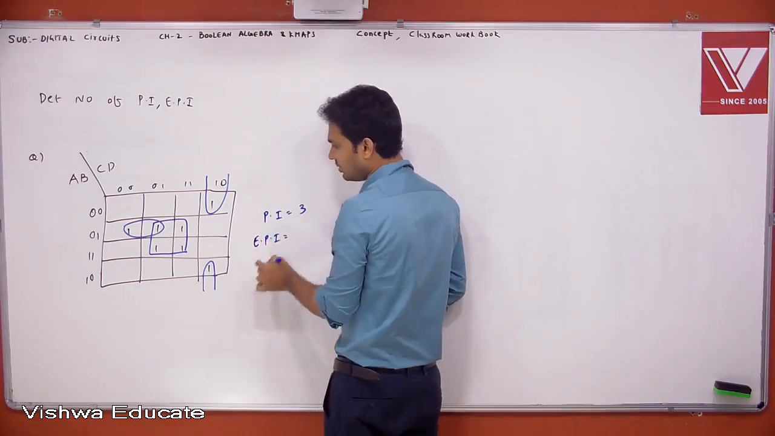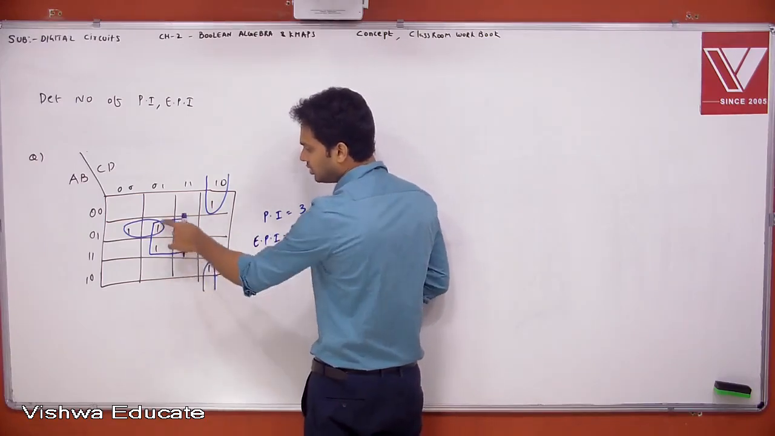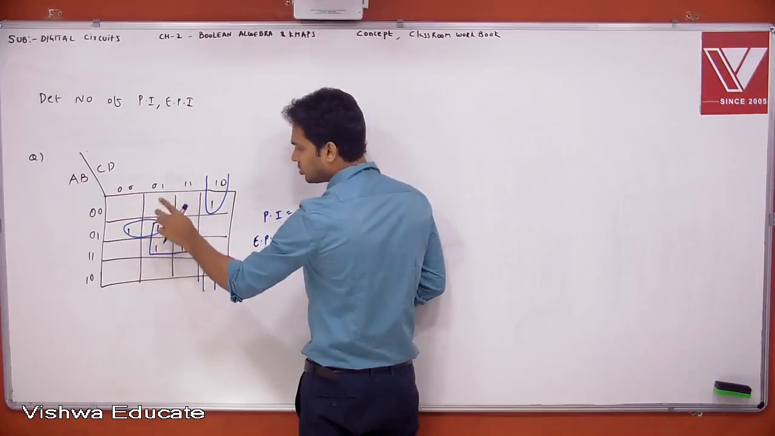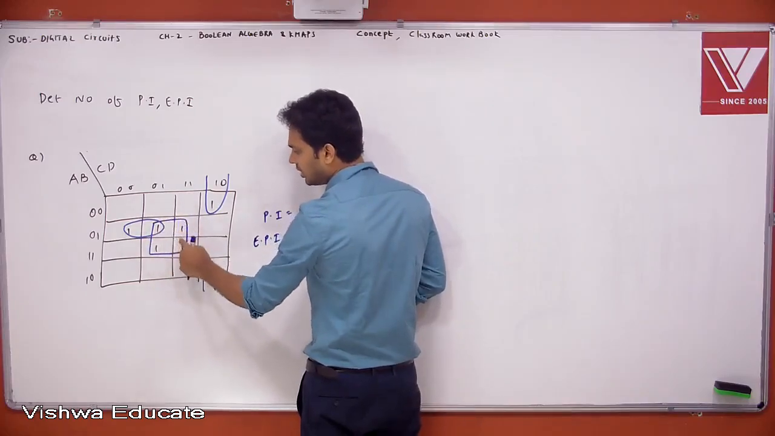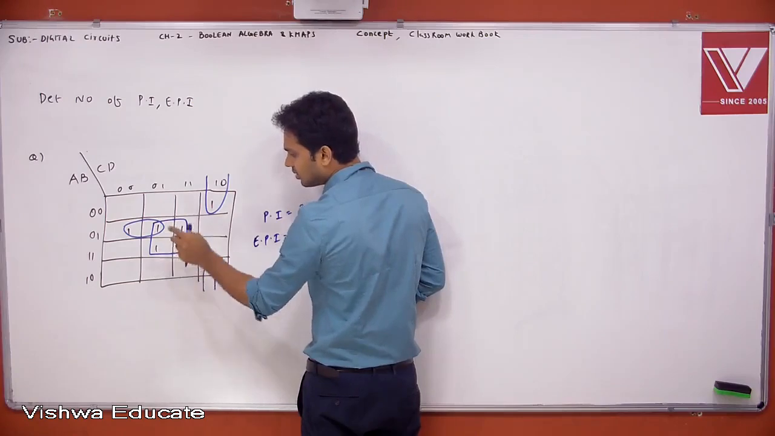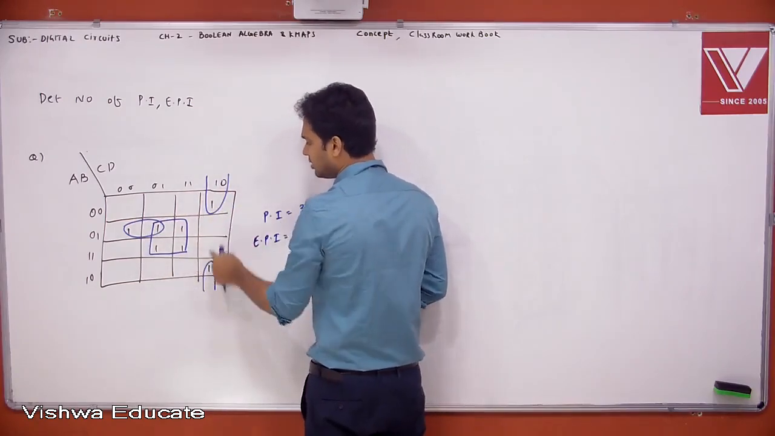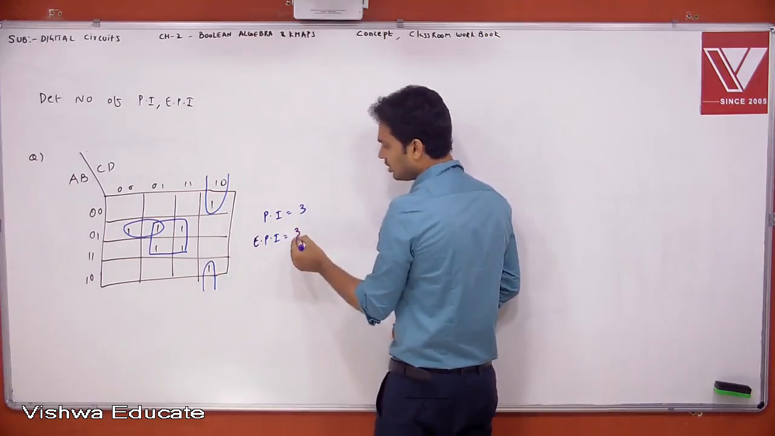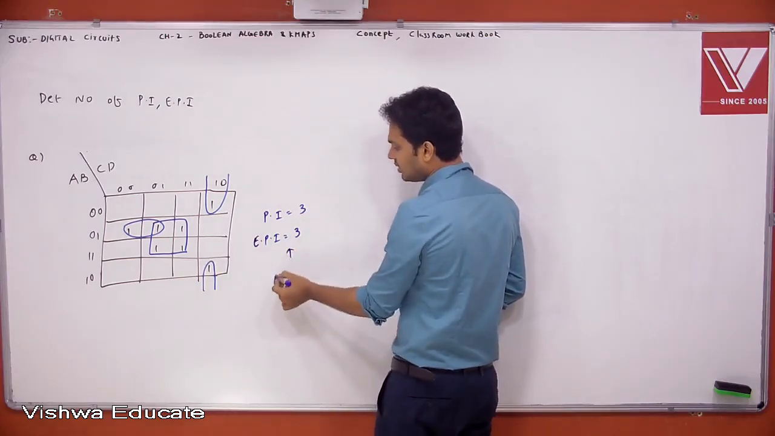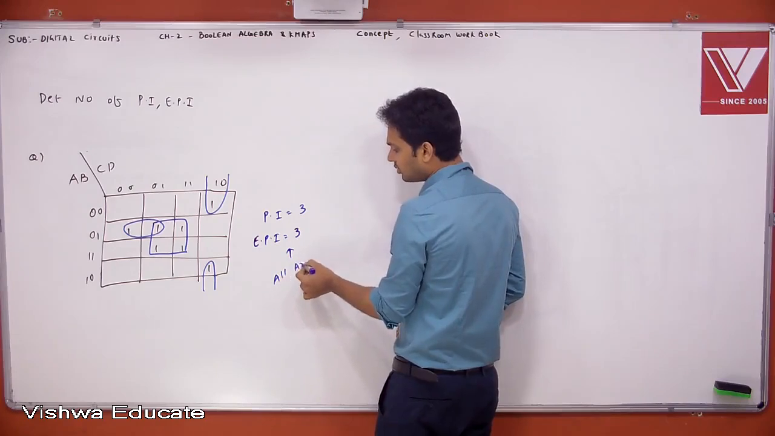Essential prime implicant means how many essential are there? This group is one essential. Each group only we consider. How many number of ones are not touched doesn't matter. This is one essential. This is one essential. And this is one essential. Total 3. Or you can see here in this case all are essential.